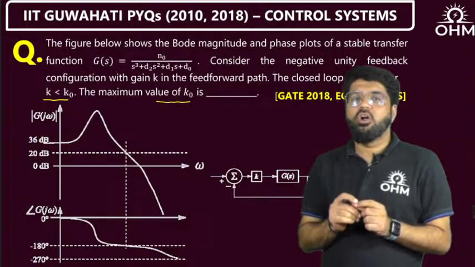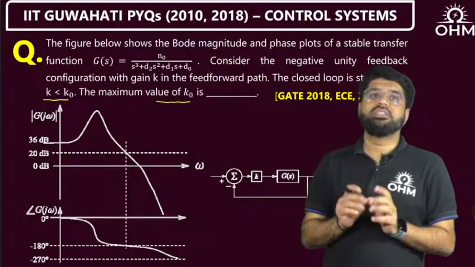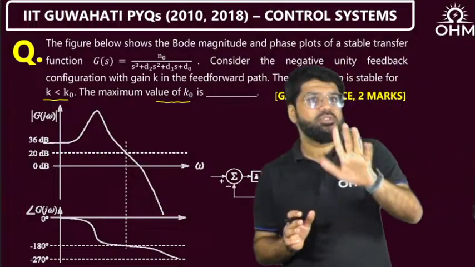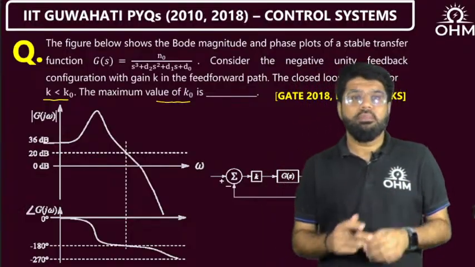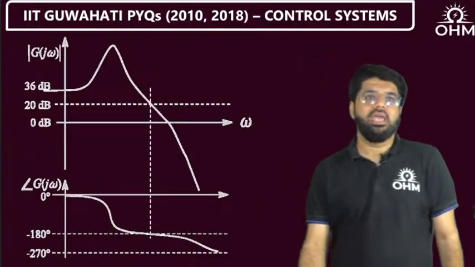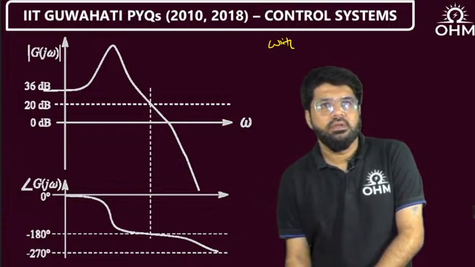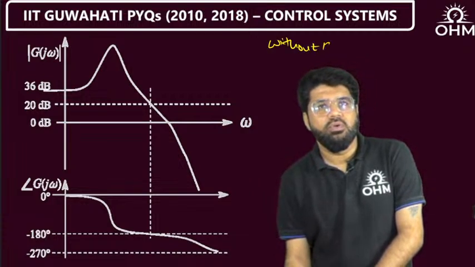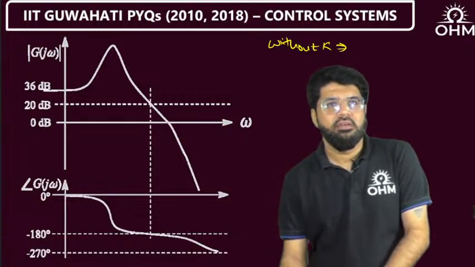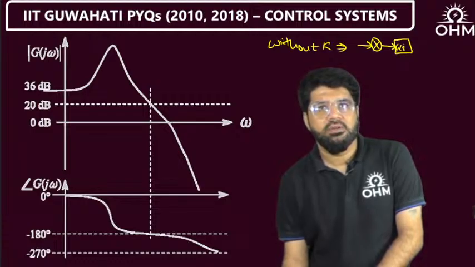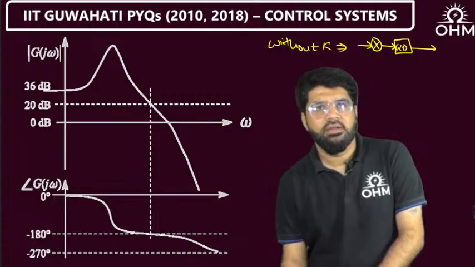See, if I talk about the stability of the original closed loop system without k, G(s) is stable. G(s) means the open loop system is stable. But what about without k? Without k, what is your block diagram? When I say without k, I am talking about this picture, when I only take G(s) and connect it in the unity negative feedback.